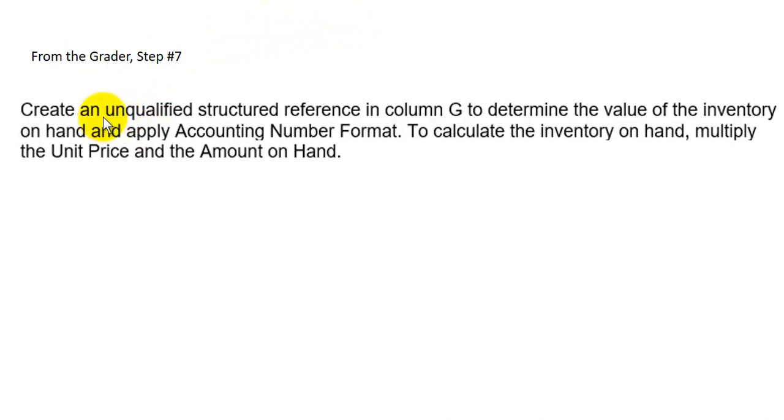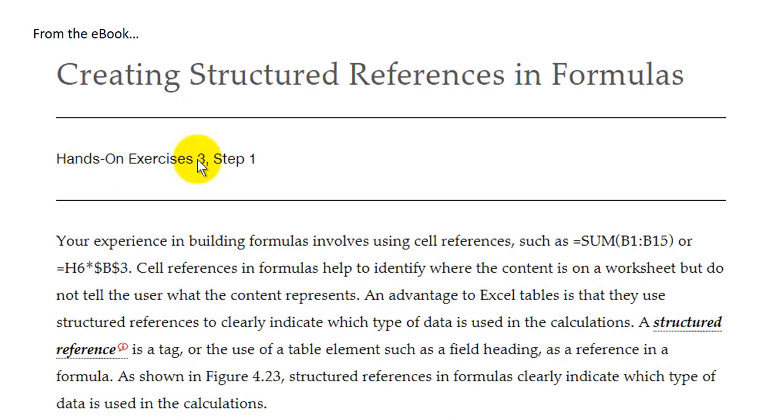So if you don't find unqualified, you might want to search for qualified. Okay, so I'm looking again for a qualified structured reference. And now I kind of know I've got two things I need to know. I need to know that qualified and I need to know unqualified. So I looked in the book. This is in the ebook, and this actually looks like it's in chapter 3.